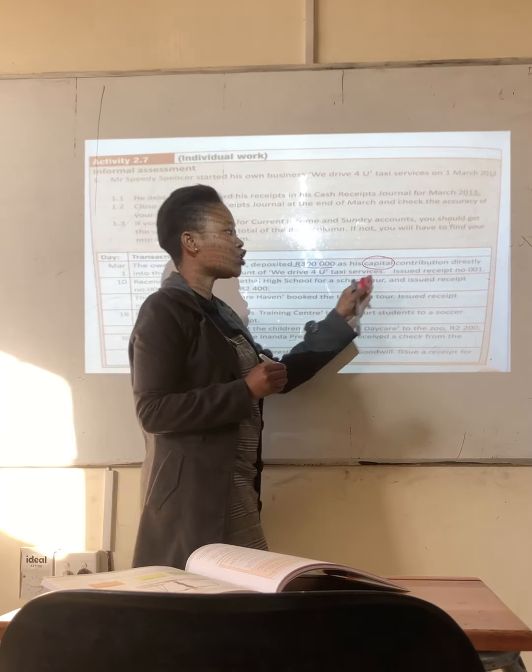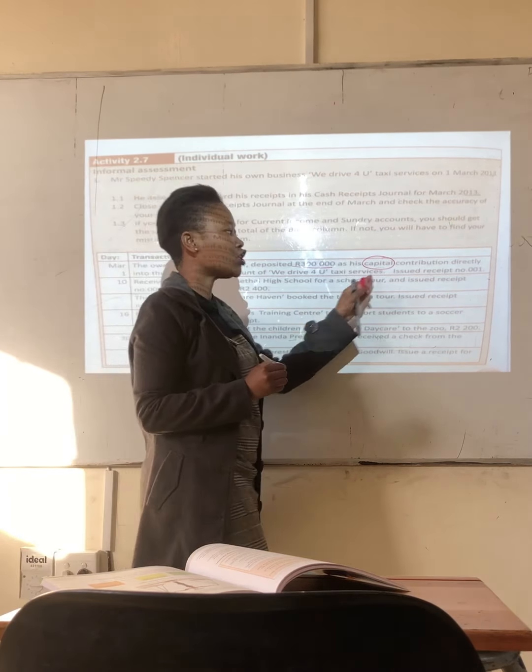Okay, the next transaction, we received a check from Bethel High School for a school tour and issued receipt number 002 for the amount of 2,400. What happened? We received a check. Remember, two things may occur with a check. You may either receive a check or you may issue out a check. If we are receiving a check, it means that someone is paying us. Okay, so this is a receipt. It deserves to be recorded in the cash receipts journal because it is showing money that the business is receiving.